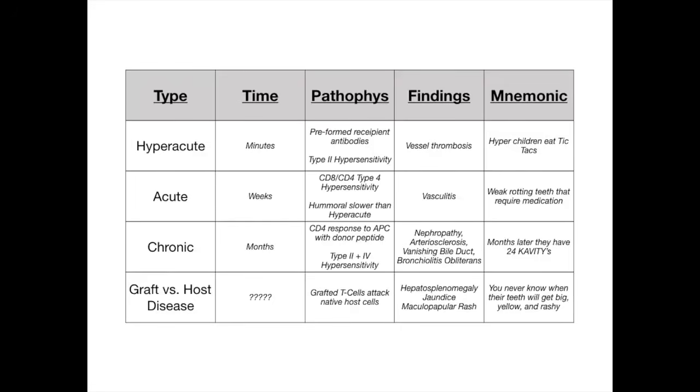So let's complete the chart. Graft versus host disease, we don't really know the timeline. The pathophys is that grafted T cells attack the native host because it thinks that the host is messed up and foreign. The findings, again, big liver, big spleen, yellow skin, and a maculopapular rash. And our fourth and final sentence in this really cool mnemonic is that you never know when their teeth will get big, yellow, and rashy.